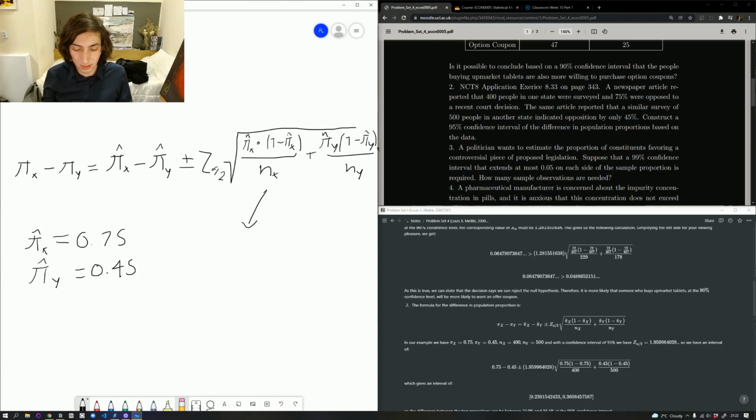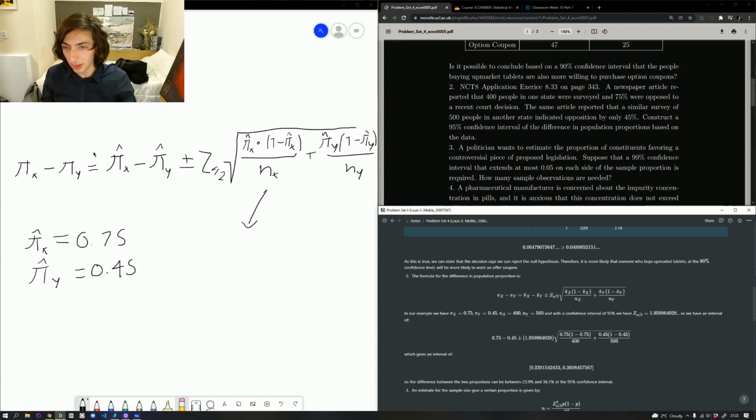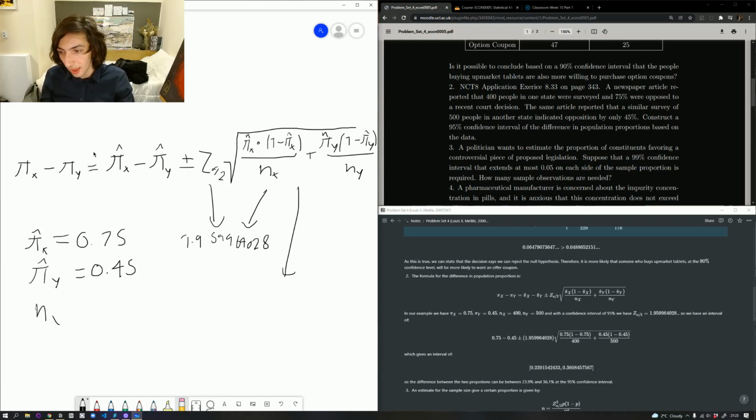So it's 0.025. So 0.025, you get, for that value there, let me just double check I'm getting this right. Yep, you get 1.95996408 as your front thing there. And you can fill in the gaps from here. You've already got that population proportion, and we know that nx and ny are equal to 400 and 500 respectively.